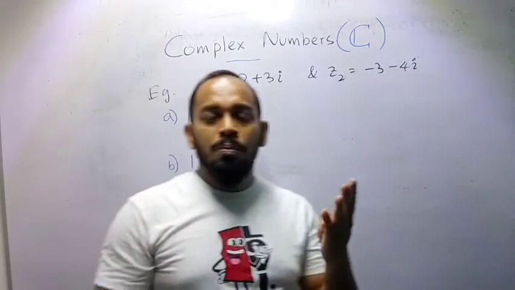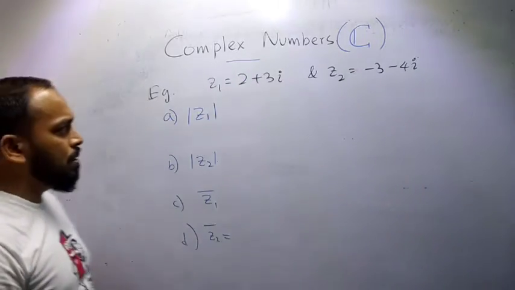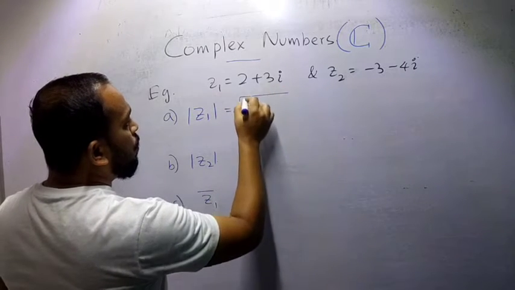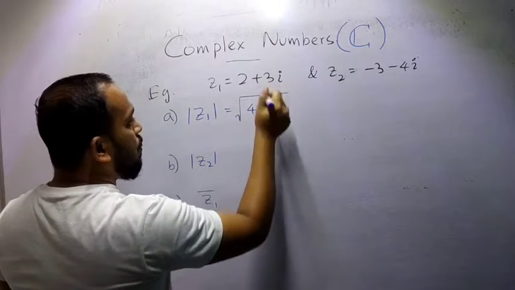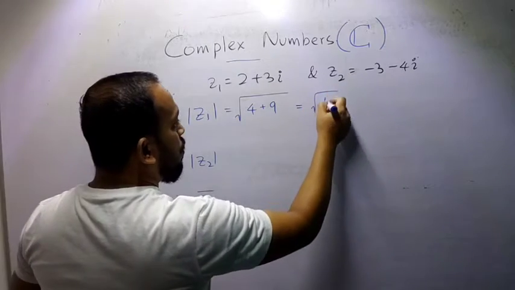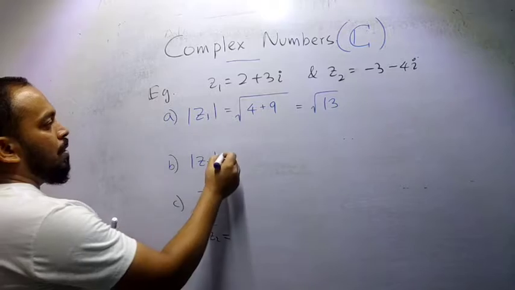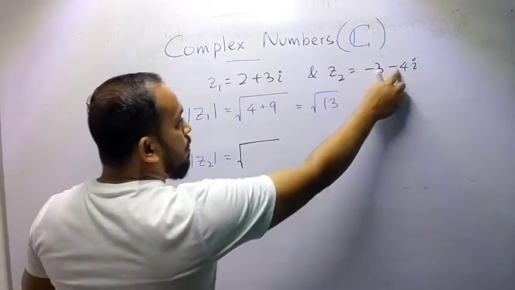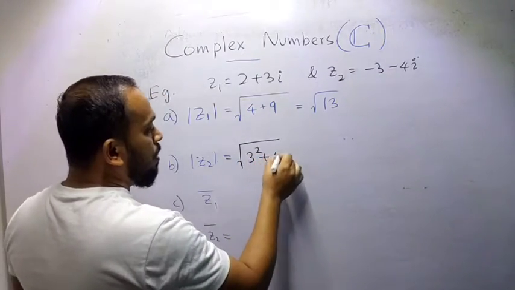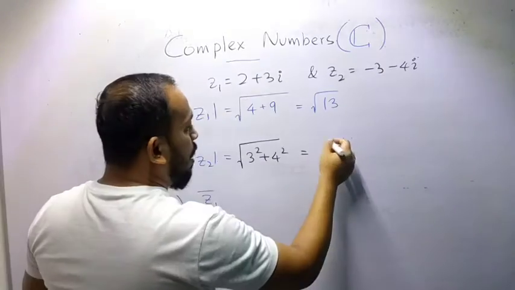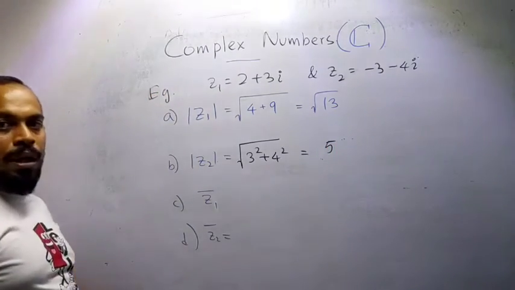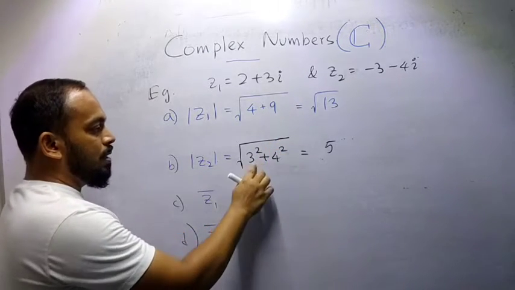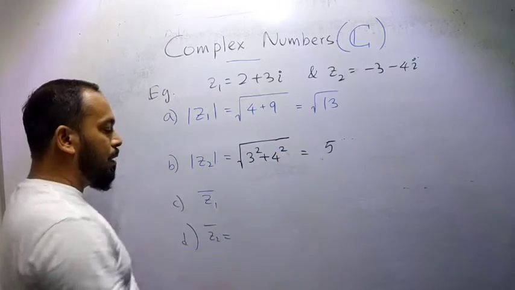This is with regard to modulus of complex numbers and conjugate of complex numbers. Z1, what is the modulus? Modulus of this complex number is square root of 2 squared is 4 plus 3 squared is 9. So this is just root 13. What about modulus of Z2? Disregard these signs. This is just 3 squared, then 4 squared. You know the answer. Answer is 5. Pythagorean triplets. This is 9 plus 16 is 25, root of 25 is 5.